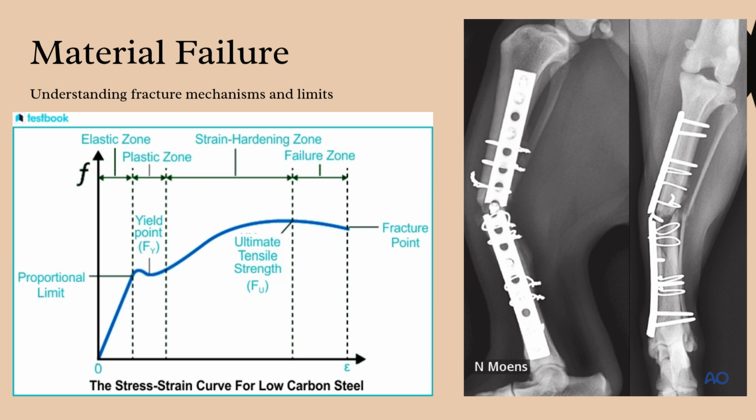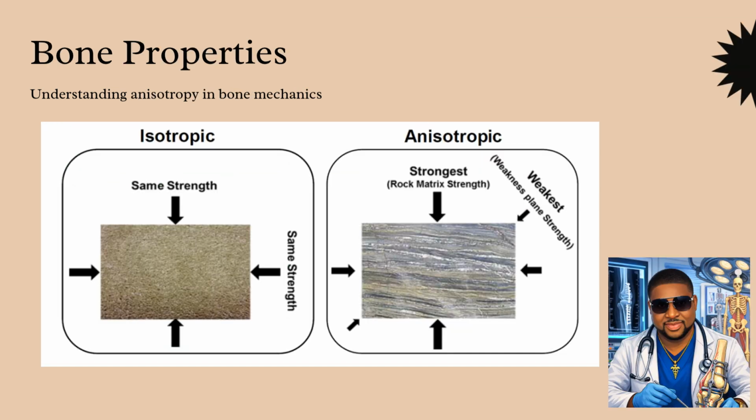One of the cool features of bone is that it is anisotropic, meaning its mechanical properties vary significantly depending on the direction of the applied forces. This characteristic is essential for understanding how bones behave under different loading conditions. Cortical bone provides strength and support, while trabecular bone absorbs shock, demonstrating the complexity of bone structure and function in orthopedics.